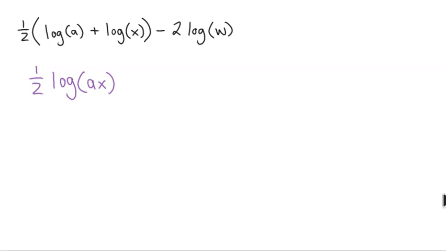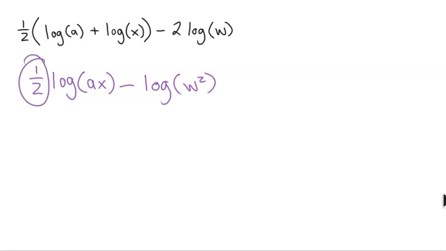And then I'll put a minus here. But see this 2 times log of w? I'm going to put the 2 as an exponent on the w, because remember, a number on the front can become an exponent on the inside. So this is going to become log of w squared. There we go.